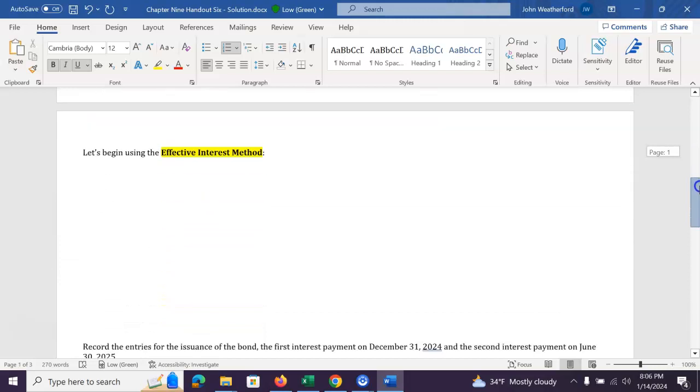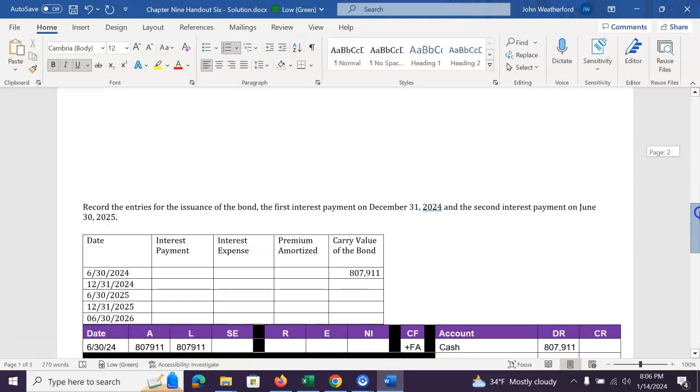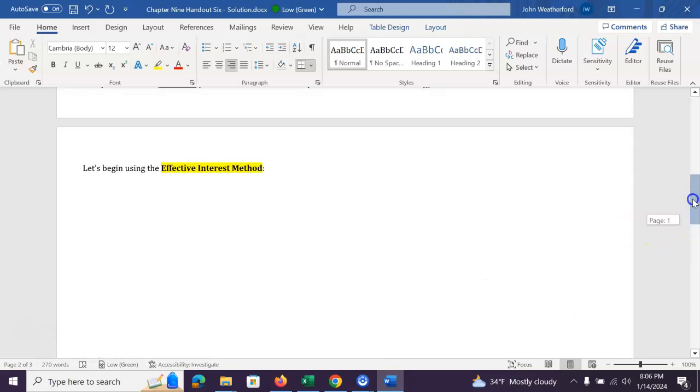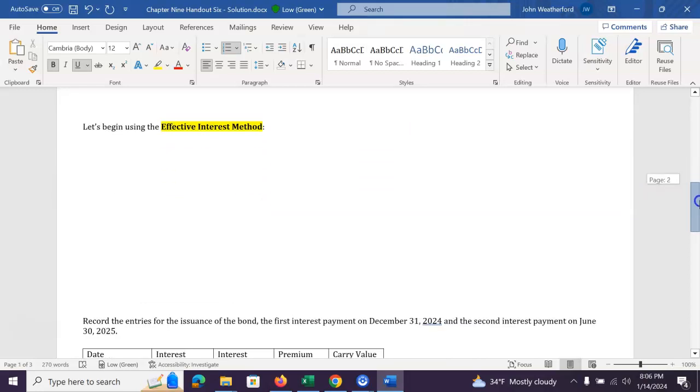So we'll fill out the chart here first. This one's set up a little nicer. It's a little closer to the journal entries. Okay, so we'll say our original carrying amount is the issue price, $807,911. Again, that's from here, and we made the calculations a couple videos back.